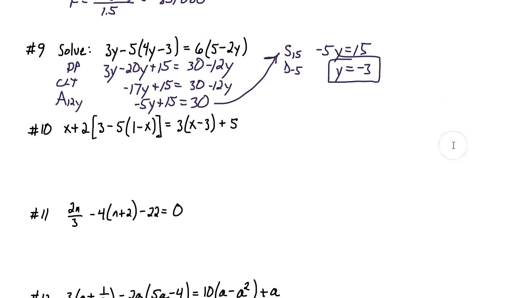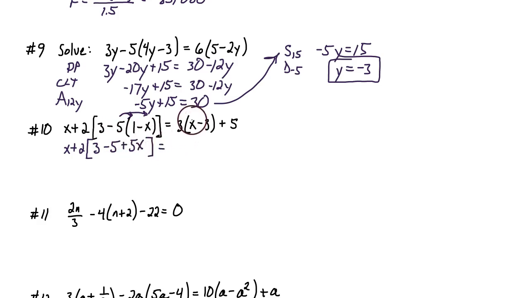Number 10, let's solve this equation for x. This one also has a lot of grouping symbols. So let's work from the innermost grouping symbols out and start to simplify this. Looking right in this area, there is some distributive property to do. We have x plus 2, bracket, 3. Now the distributive property. Negative 5 times 1 is negative 5. And negative 5 times negative x is positive 5x.